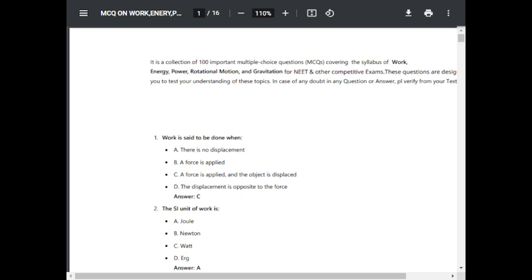Question number 2. The SI unit of work is option A joule, option B Newton, option C watt, option D erg. The SI unit of work is joule. Option A is correct.